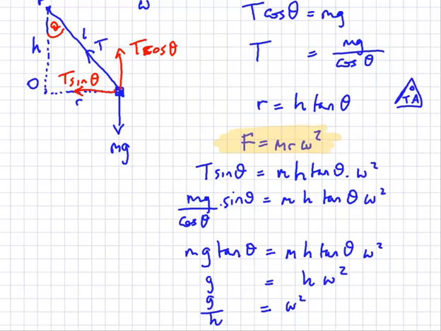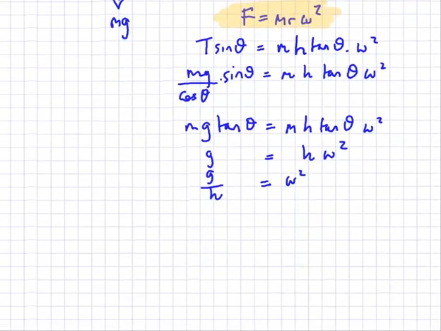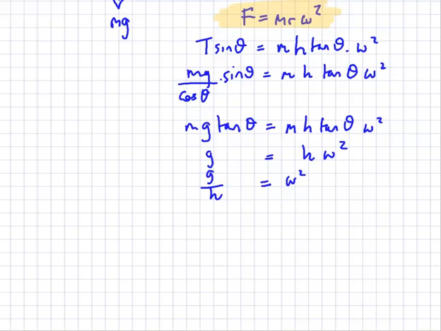The last part of the question was to hence find an expression for the period of the conical pendulum in terms of h. So again, using our formulas that we have available to us, we have the fact that a period, now T is in terms of the period as opposed to the tension, it's 2 pi over omega. Okay, it's in the sheet that I gave you. So all I need to do is substitute an expression for omega into that.